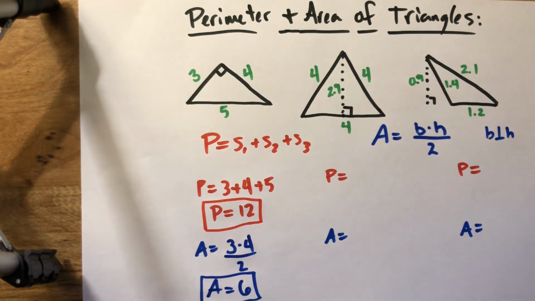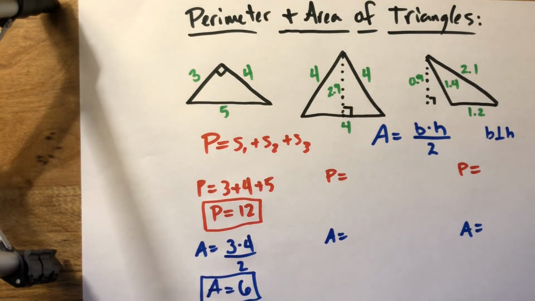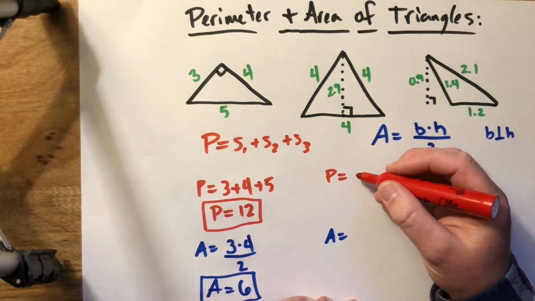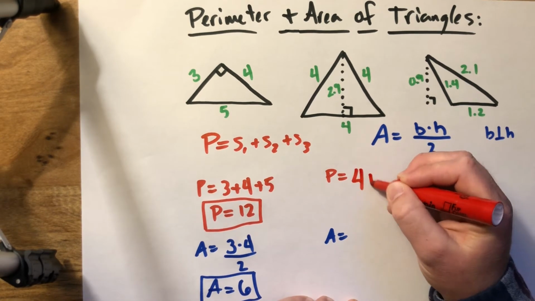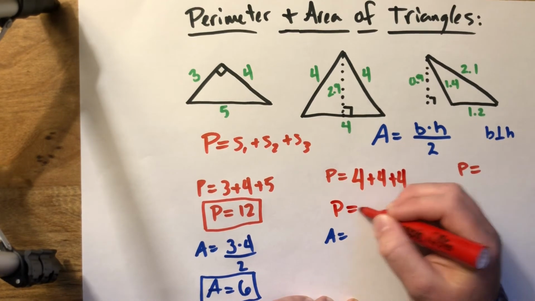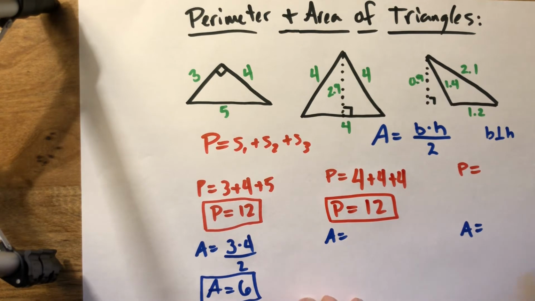Moving on to our equilateral triangle next. We have 4, 4, and 4 as sides, and that 2.9 references the height. So let's add up our sides first for perimeter. Pretty simple on this one. We're not going to use that 2.9. It's just going to be 4 plus 4 plus 4, or 4 times 3. Perimeter equals 12, or 12 units. Like I said, I should have measurements in there.